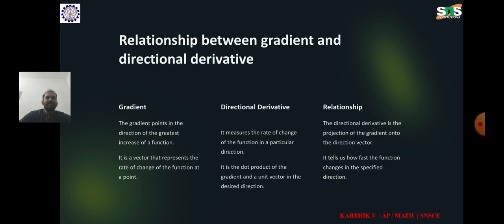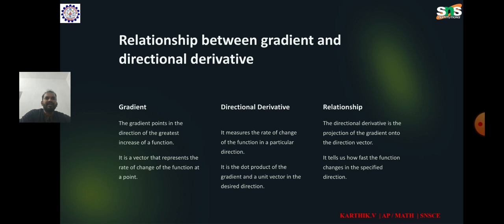Relationship between the gradient and the directional derivative. Definition of the gradient. The gradient of a scalar function is del f, and it is written as del f equals dou f by dou x1, dou f by dou x2, etc., dou f by dou xn. The directional derivative of f at a point (x1 naught, x2 naught, etc., xn naught) is del f at that point dotted with v.